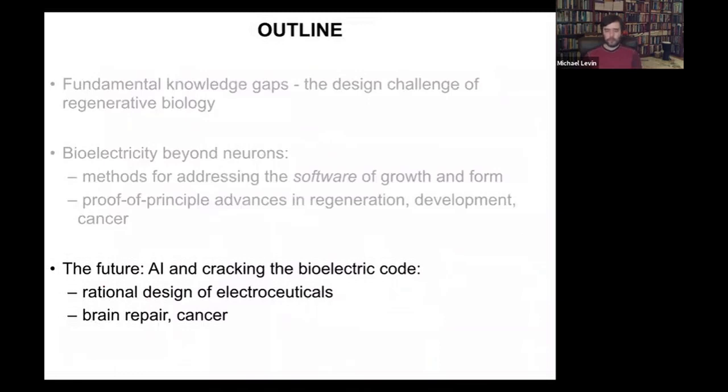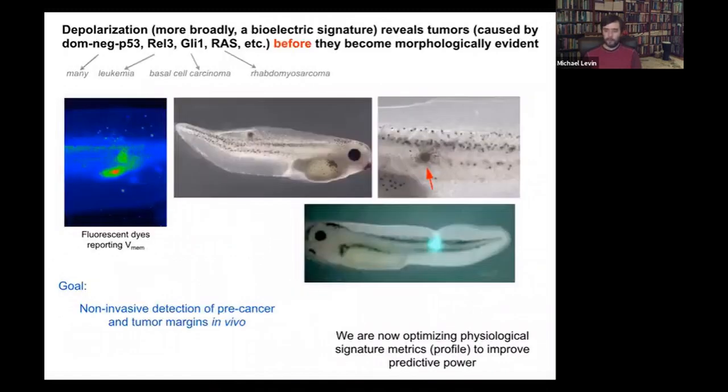So let's talk specifically about a couple of applications in the last few minutes. The first thing is again the cancer issue.